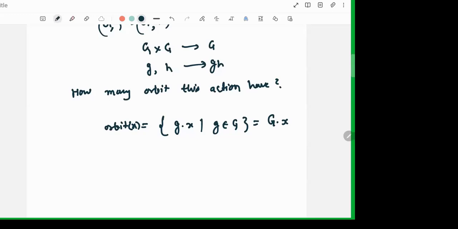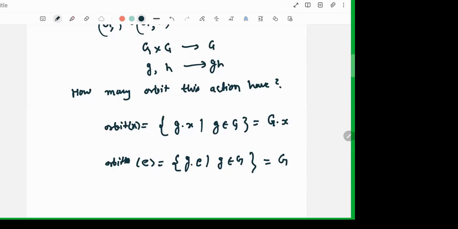Suppose the orbit of the identity. What is the orbit of the identity? That should be the identity itself, no? Why? I'm asking the orbit of the identity, not the stabilizer of the identity, the g multiples of the identity. What are they? Then G itself. Yes, {g·e such that g belongs to G}. So this is what? The full G.